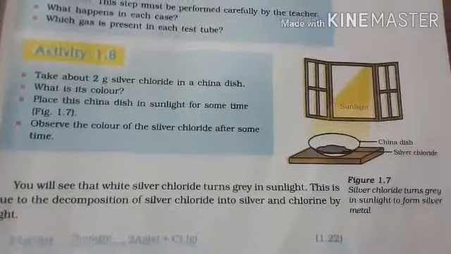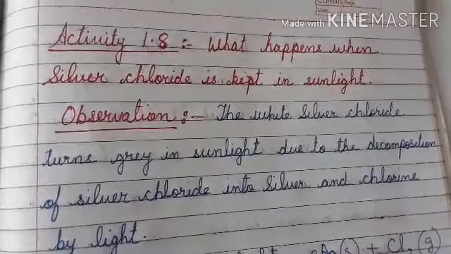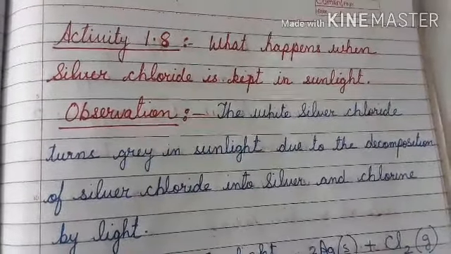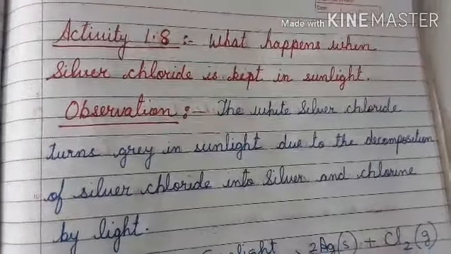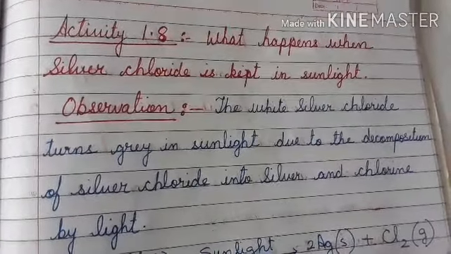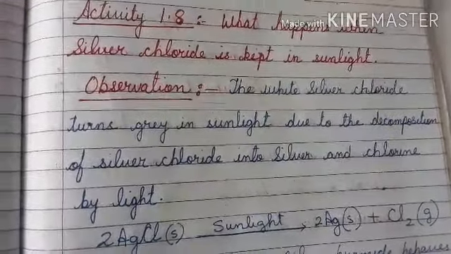Activity 1.8. What happens when silver chloride is kept in sunlight? Observation: the white silver chloride turns grey in sunlight due to the decomposition of silver chloride into silver and chlorine by light.